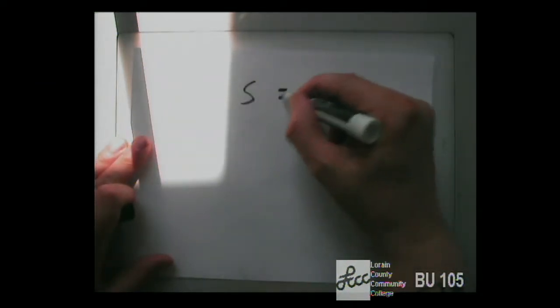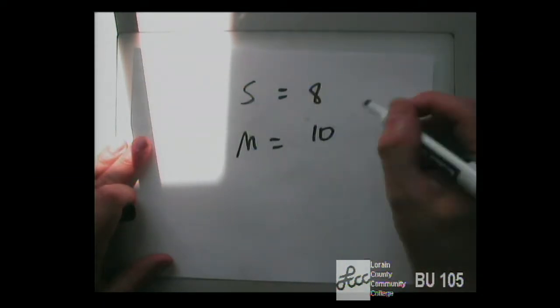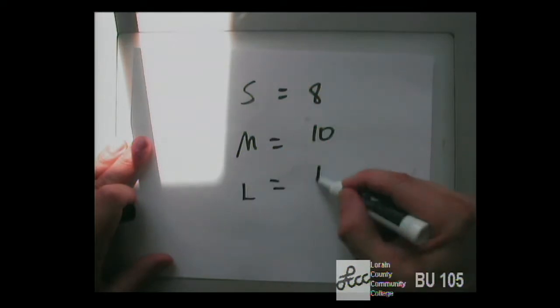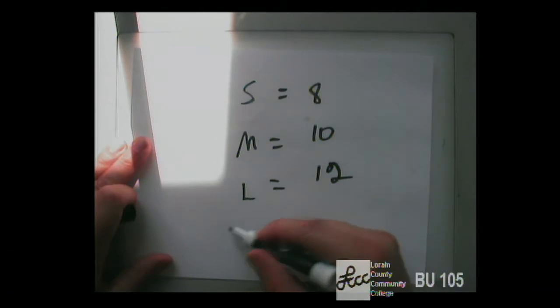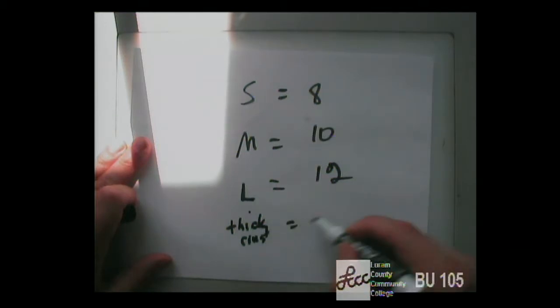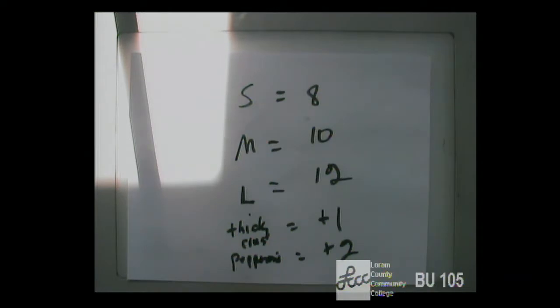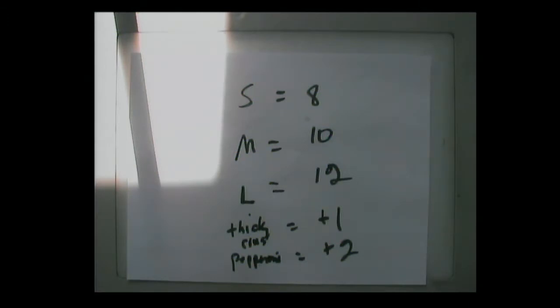Small pizzas cost $8. Medium pizzas cost $10. Large pizzas cost $12. Thick crust is a dollar. Pepperoni is $2 extra. So a large thick crust with pepperoni would be $15. A small cheese pizza, thin crust, would be $8. Does everyone see that? Okay, so let's go and write the code for this.